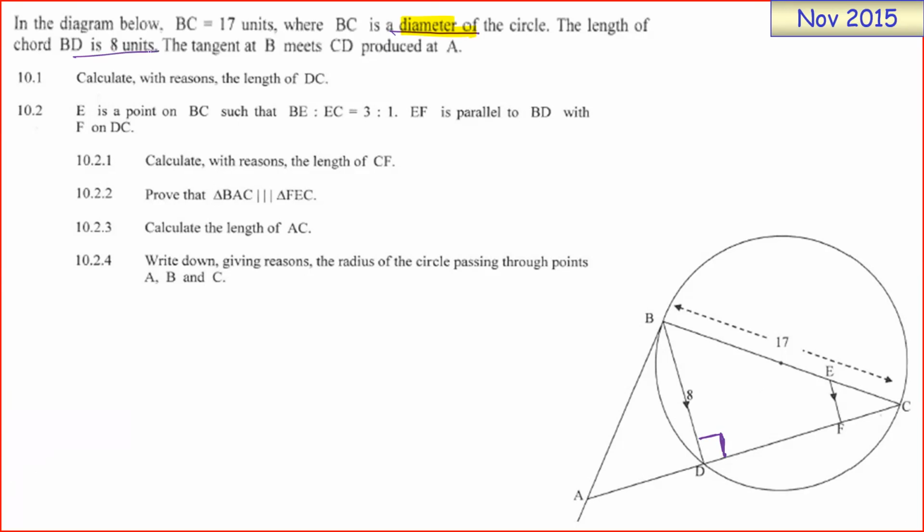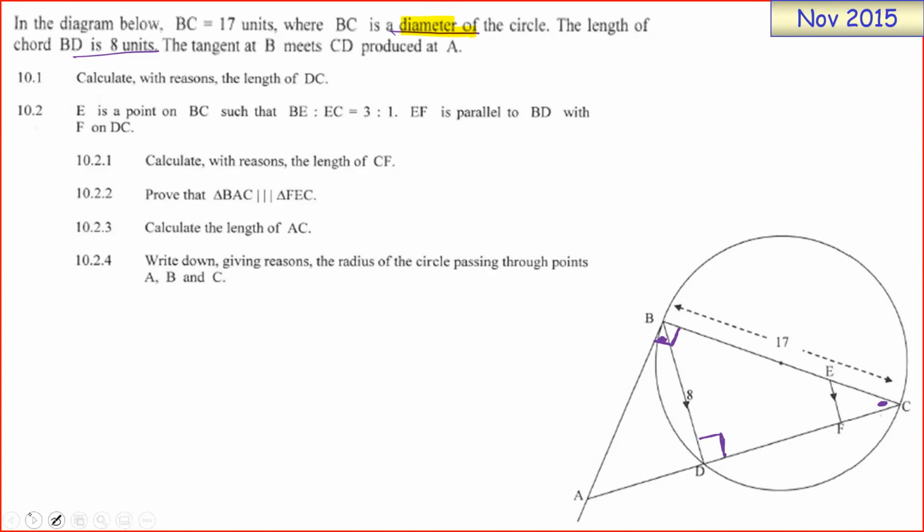We have a tangent. I'm looking for the tan chord theorem. Let me just mark it there. I know that angle has to be equal to C, so we have a tan chord in place. Also, a radius is perpendicular to a tangent. Did you know radius is perpendicular to tangent? So angle B is also 90 degrees. Can you see that? But anyway, calculate with reasons the length of DC. What am I going to use to find DC?